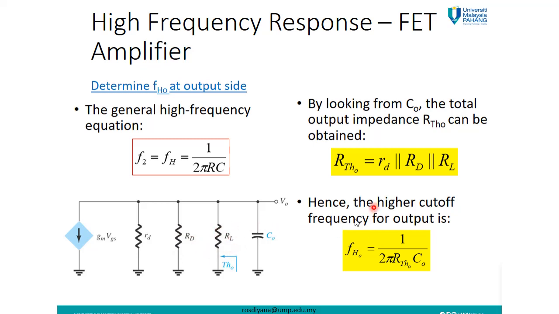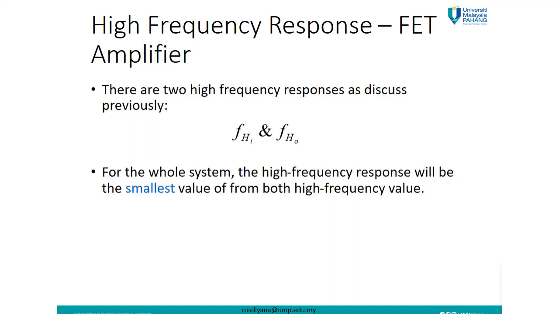Then we insert this value into the equation, together with the Cout that we calculated earlier. Then we get this equation, FHout equal to 1 over 2 pi RTHout Cout. There are two high frequency responses as discussed previously, FHin and FHout. So for the whole system, the high frequency response will be the smaller value of the two high frequency values.